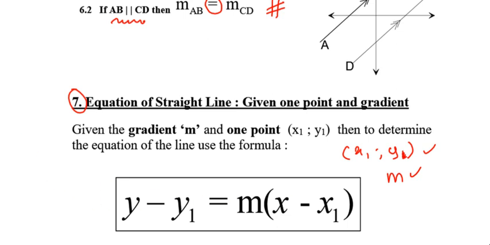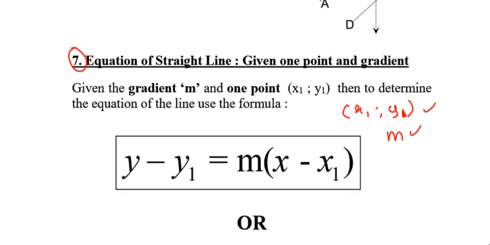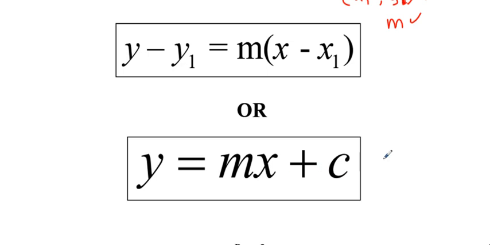Use this formula. Once again, watch out for the substitution. Or use y = mx + c, where c is the y-intercept, which in many cases you'll have to calculate by substituting. You'll substitute your gradient, therefore you'll have an incomplete equation. Then you substitute your given points for your x and y, and then calculate your c.